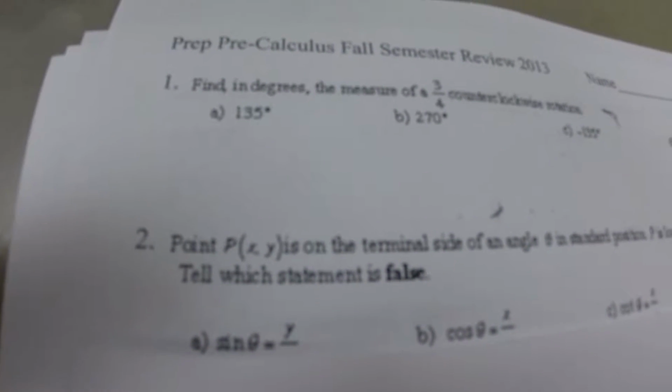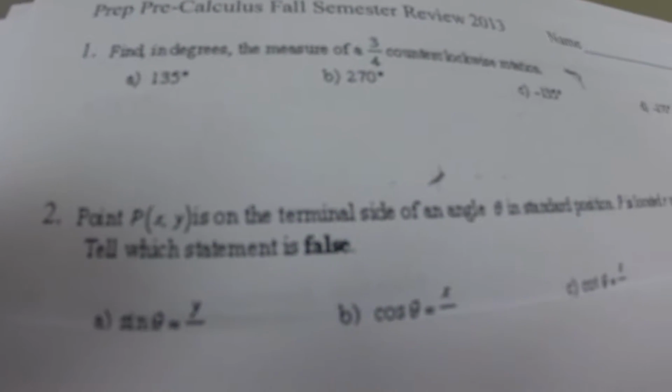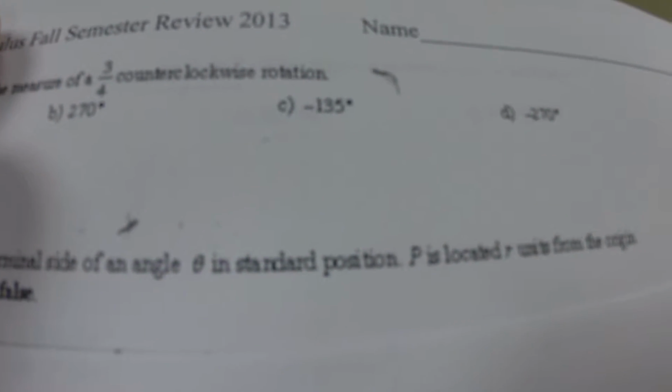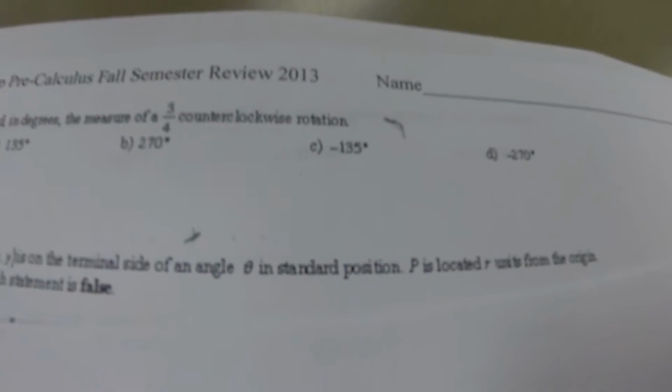All right, let's take on number 2. Point P is on the terminal side of an angle theta in standard position. P is located r units from the origin. Tell which of the following statements is false. Notice it says false in bold, bold, bold.